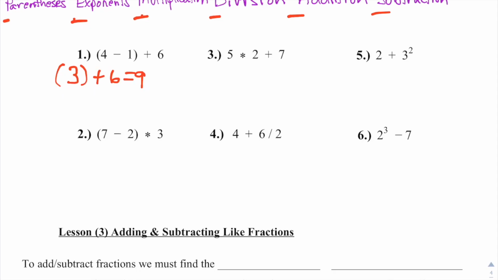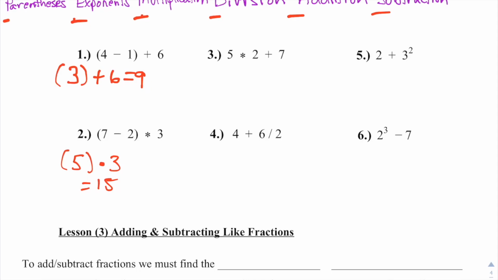In our number 2, we have three terms. And again, we have two operations, and one of those operations is inside a parentheses. So again, we have to do what's inside the parentheses first, according to our rules of operation with PEMDAS. So we do 7 minus 2, which gives us 5. And now we have a multiplication sign with a 3, so now we have 5 times 3, which gives us a solution of 15.